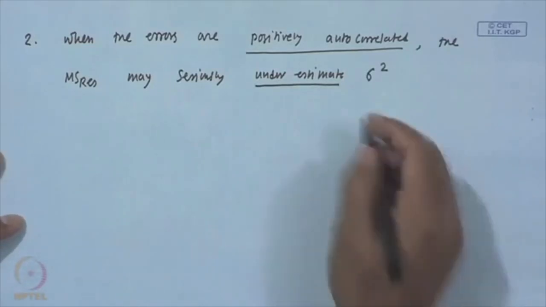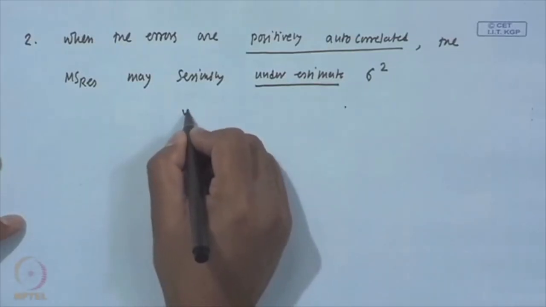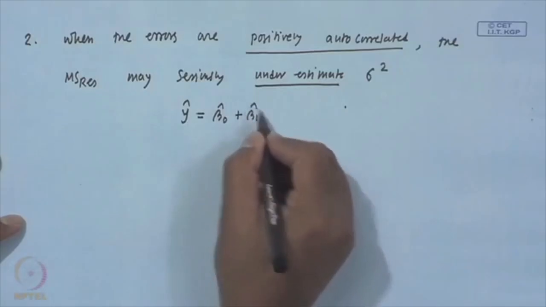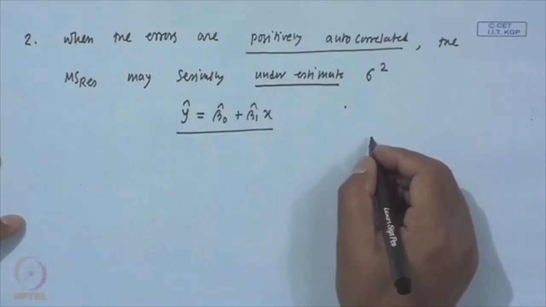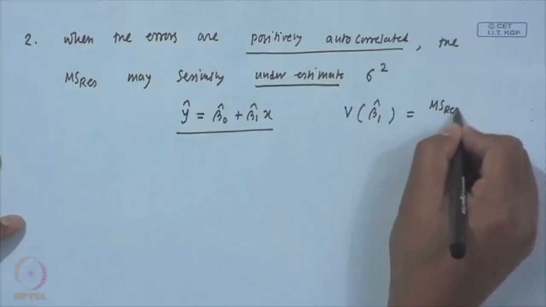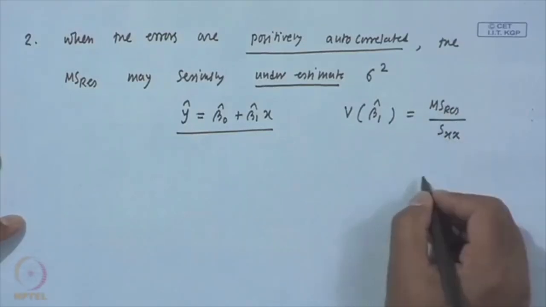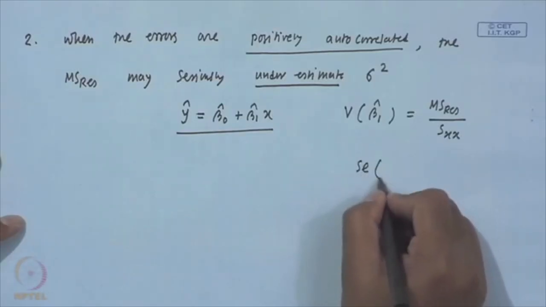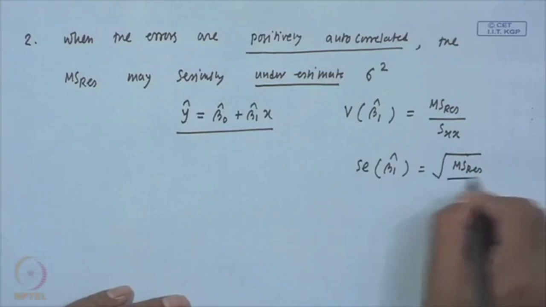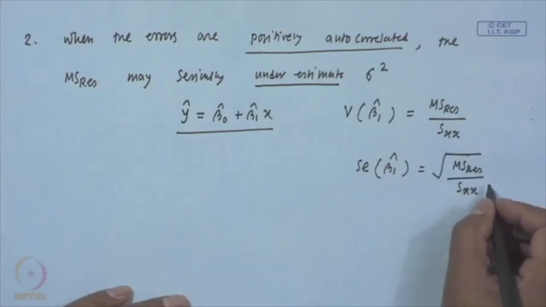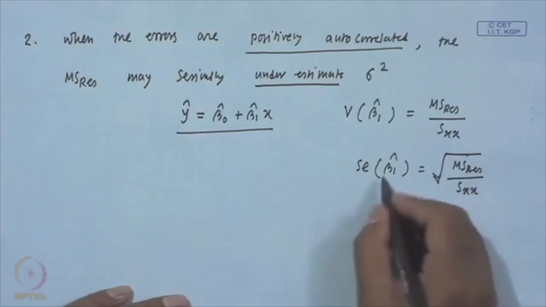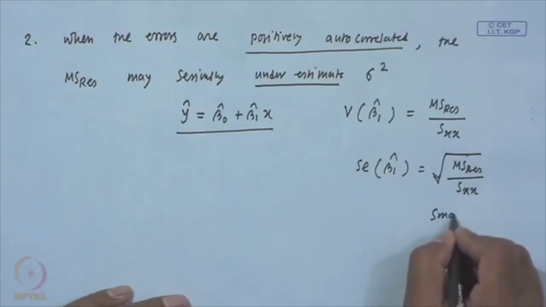The consequence of this one is that, suppose you are fitting the simple linear regression model, y hat equals beta naught hat plus beta 1 hat x as the fitted model. We know that the variance of beta 1 hat is equal to MS residual by Sxx. So, the standard error of beta 1 hat is equal to the square root of this quantity, MS residual by Sxx. Now, since this one is small, the standard error is going to be small, okay?